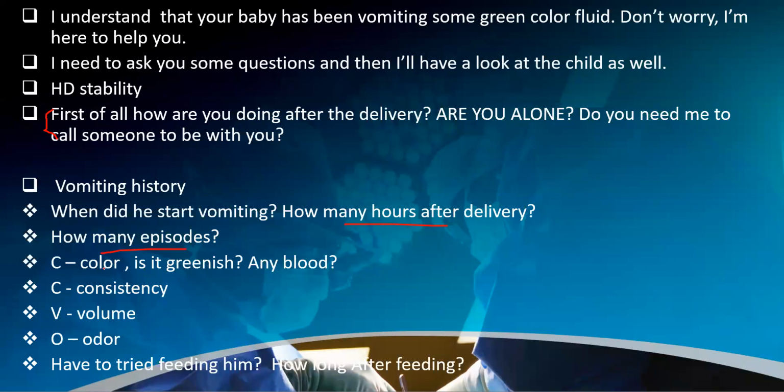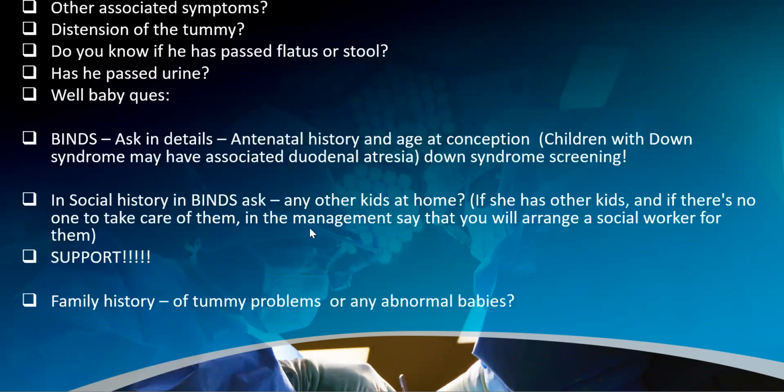If you already know the color, then you don't need to ask it. If you don't know, then you have to ask the color. Is there any blood you have noticed? What does it contain? Is it small or large amount? Is it foul-smelling? Have you tried to feed him? Yes. Does it come just immediately after feeding? Yes, doctor. And then you just ask all other vomiting questions one by one. Finish with birth history, family history, and if there is any known medical condition.